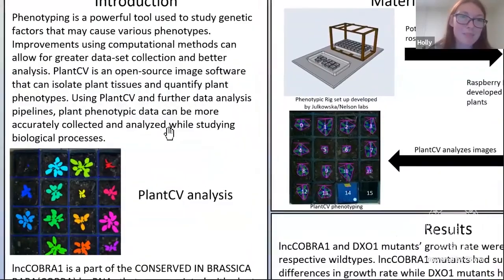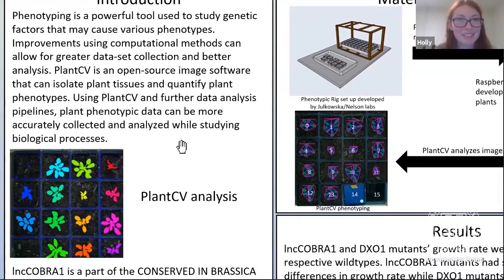So as you know, phenotyping is a very important tool that all scientists use to study different genetic factors that might contribute to different biological processes. So improvements on these phenotypic tools can be very helpful for scientists to gather larger data collections, better data analysis, things like that. So my project will be using PlantCV software and further data analysis pipelines we've developed in order to more accurately quantify our plant phenotypes.